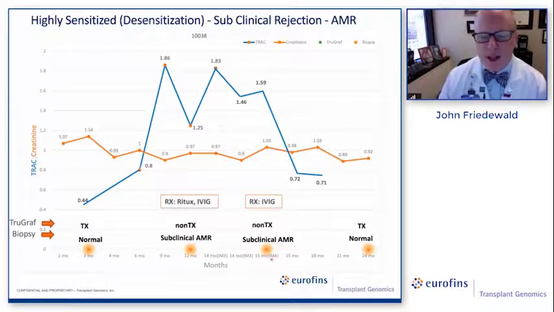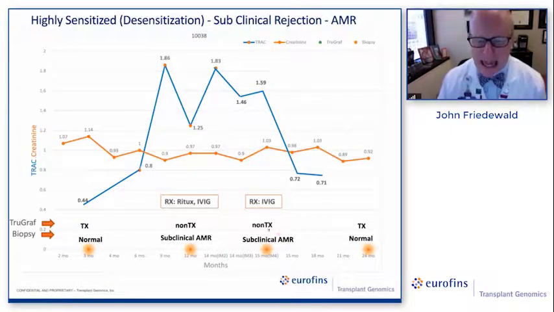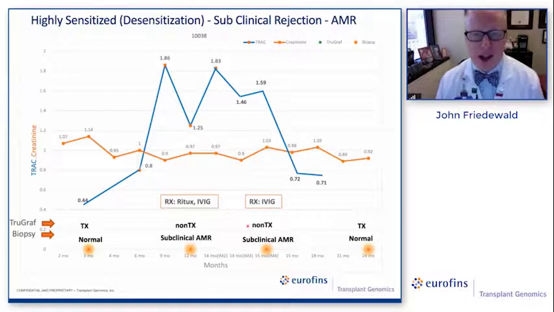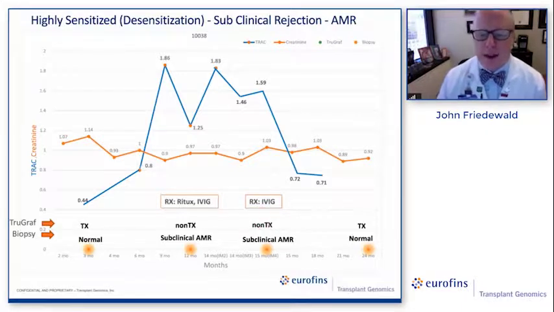They had a follow-up biopsy in 3 months per the clinical protocol. Again, the TruGraf is still abnormal, not TX. Biopsy still shows subclinical AMR. They're treated with additional rounds of intravenous immunoglobulin. Cell-free DNA now comes down. And by the 24-month time period, they got a normal biopsy with a TX TruGraf result.